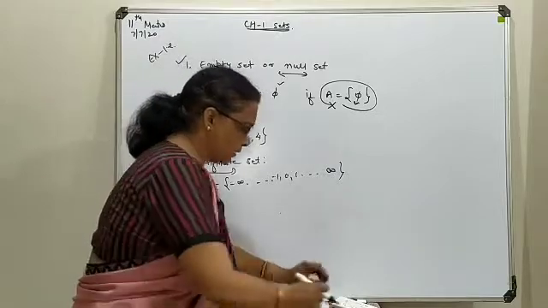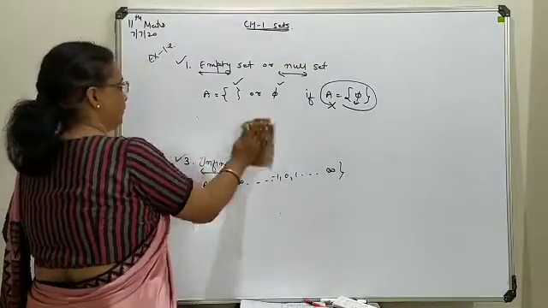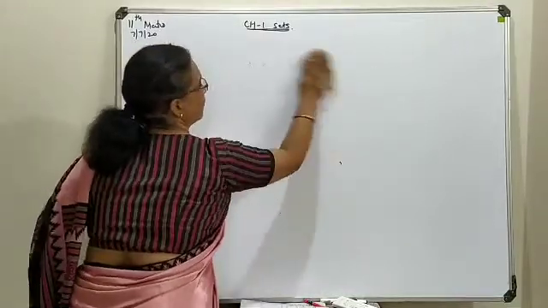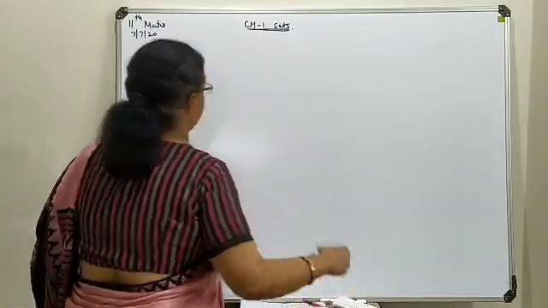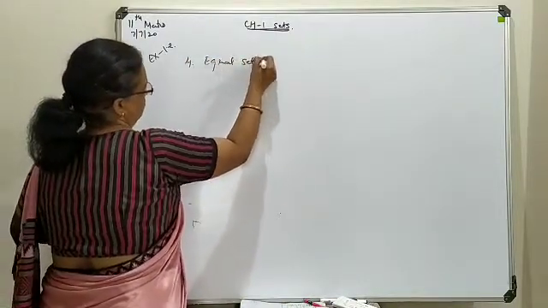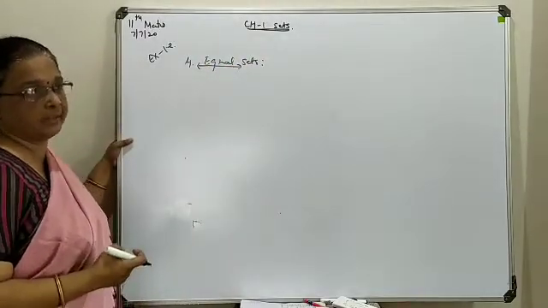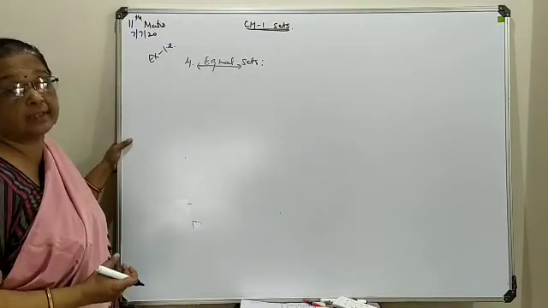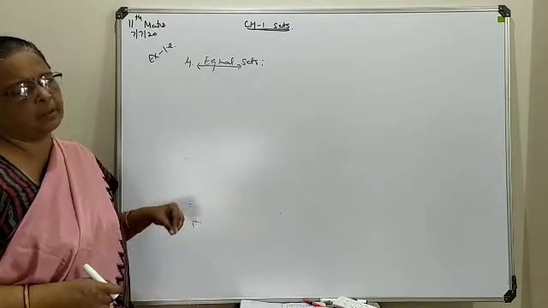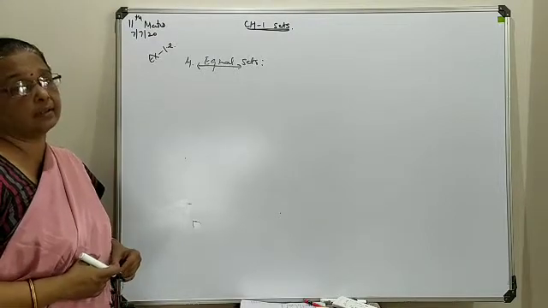And one more thing to be considered, that is equal sets. That is the fourth one, equal sets. Now what is the meaning of equal sets? If two sets are such that the number of elements as well as the elements are the same, means both have the same number of elements and the same elements, then these two sets are considered equal sets.